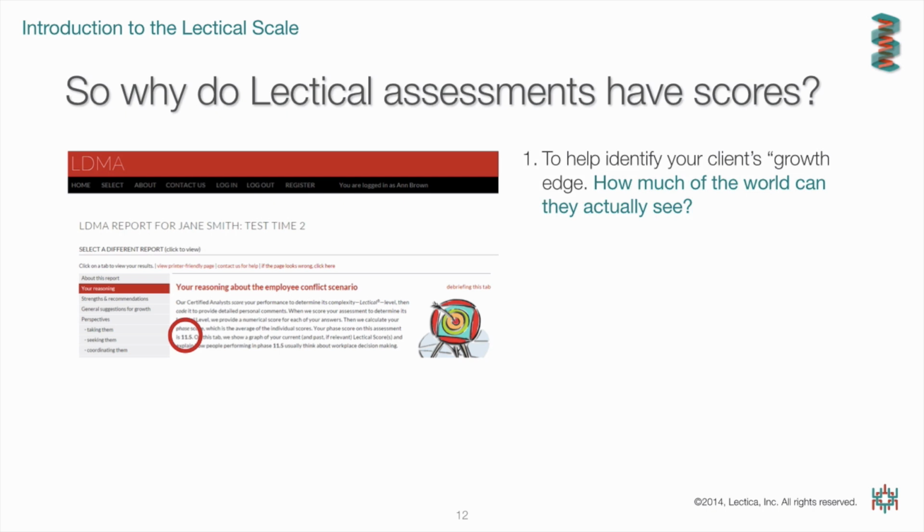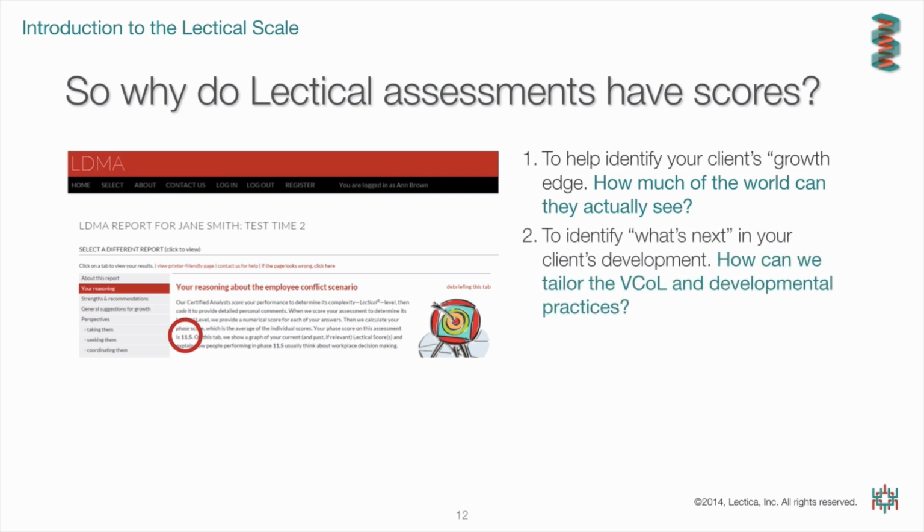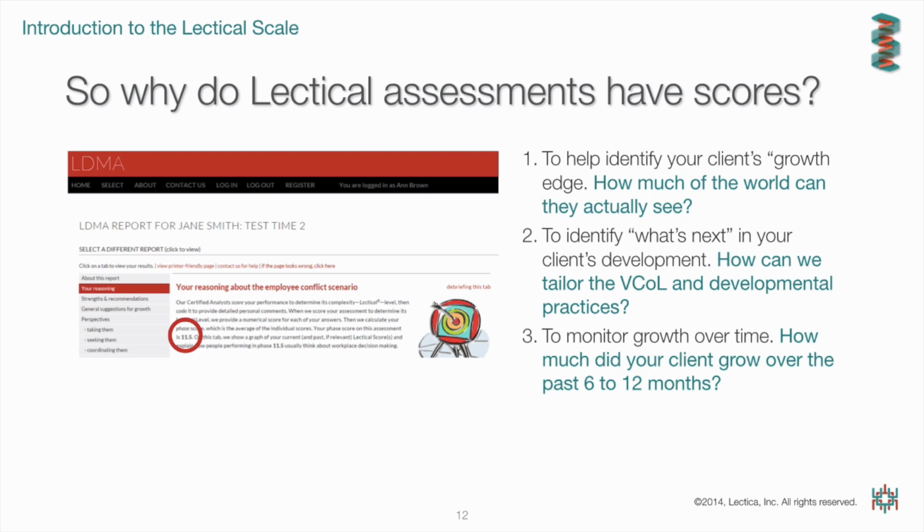The first is to help you to identify your client's growth edge by providing an answer to the question, how much of the world does my client seem to see? The second is to identify what's next in your client's development, so you can answer the question, how can I tailor the virtuous cycle of learning and developmental practices to meet my client's unique needs? The third is to help you track development by providing an answer to the question, how much did my client grow over the past 6 to 12 months?